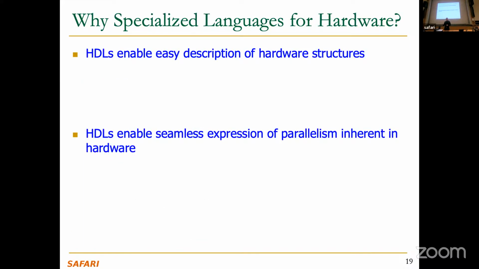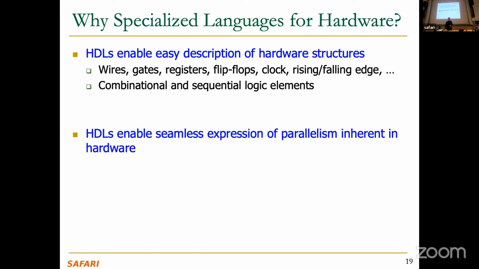Okay, so why specialized languages? Why don't we use Java or Python to describe hardware? Well, because those languages don't have some things that Verilog and VHDL have, which is really the hardware constructs that you actually express when you design hardware, like wires, gates, registers, flip-flops, clock, rising and falling edge that we've discussed. Basically, these specialized languages have specialized primitives that enable you to express or describe these combinational and sequential logic elements that we have. You can certainly extend Python to have these, then it becomes a hardware description language also. Okay, and also this is one.